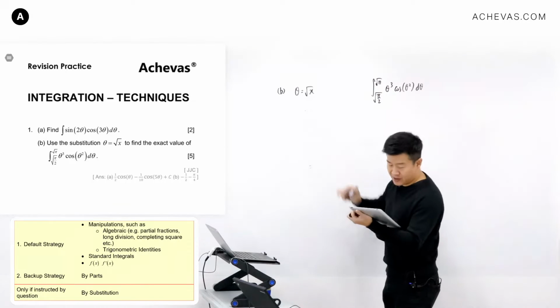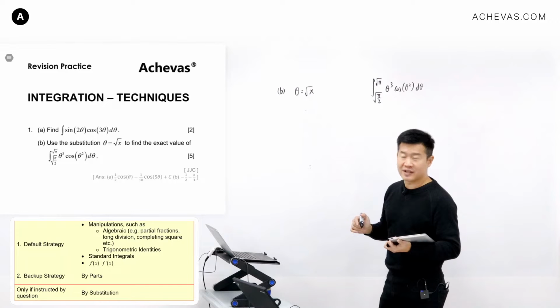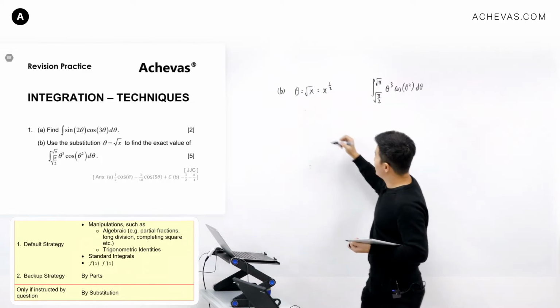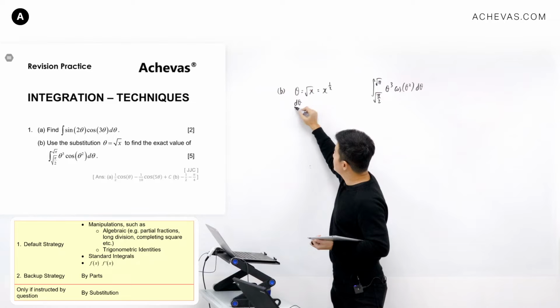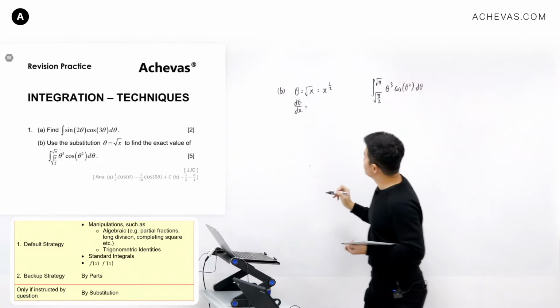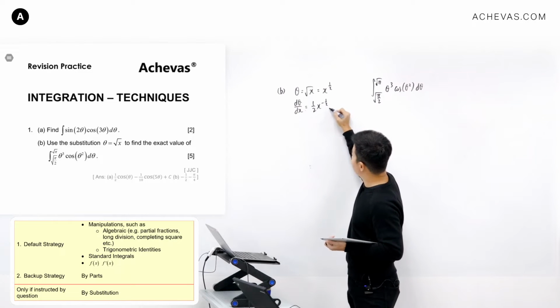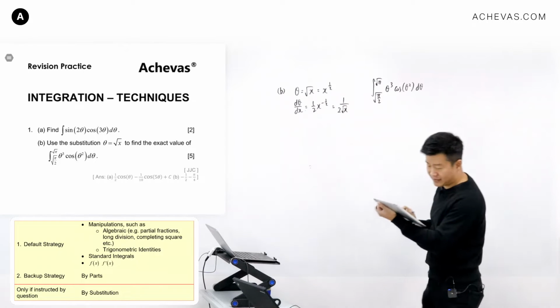So for what I have here, I'm going to do a differentiation with respect to x. This is like x to the power of half. We are going to be replacing all the theta. So d theta dx is equal to half x to the power of minus half, which is equal to 1 over 2 square root of x.